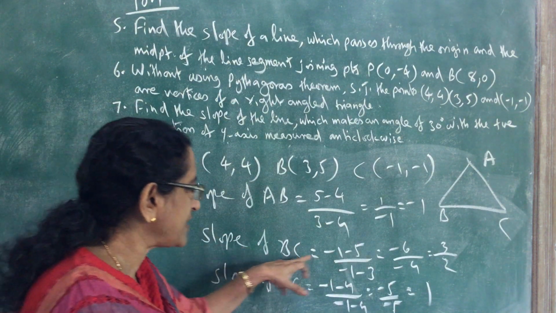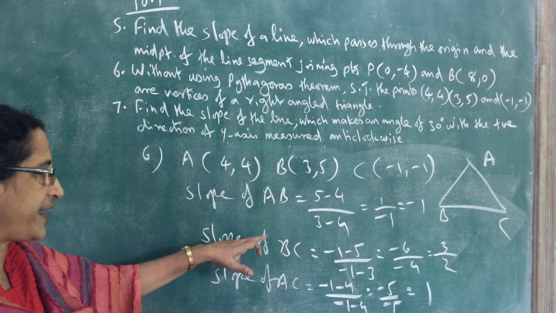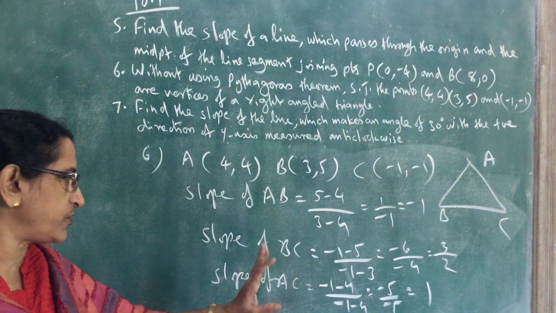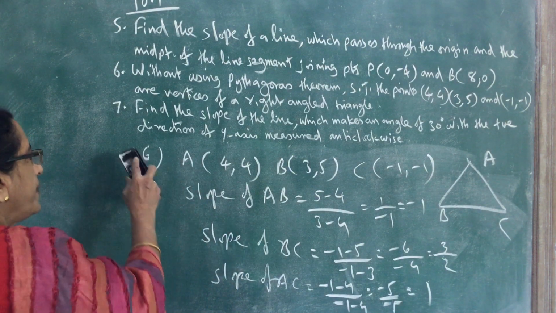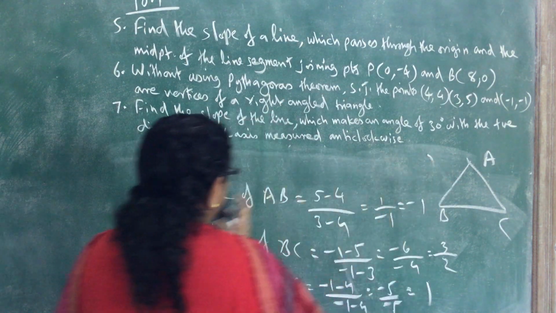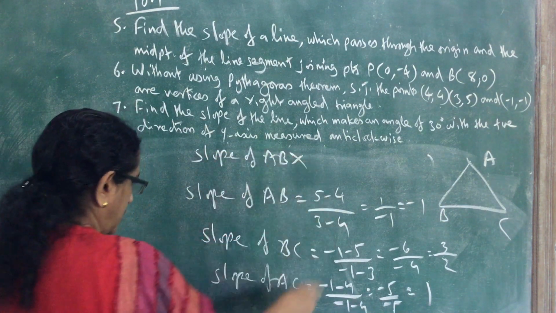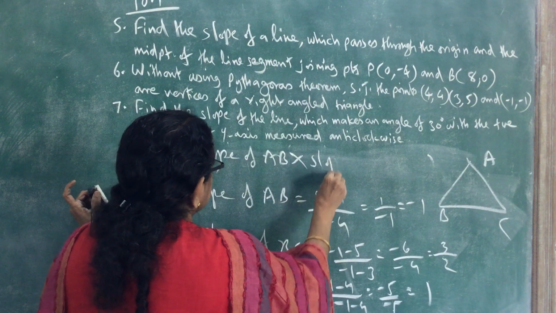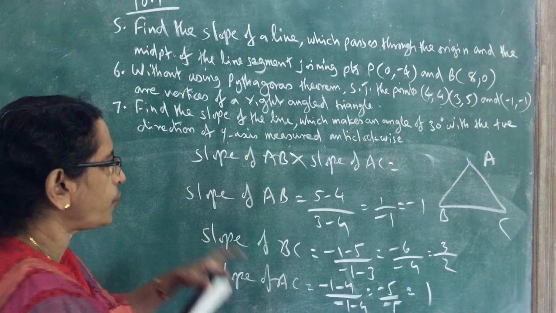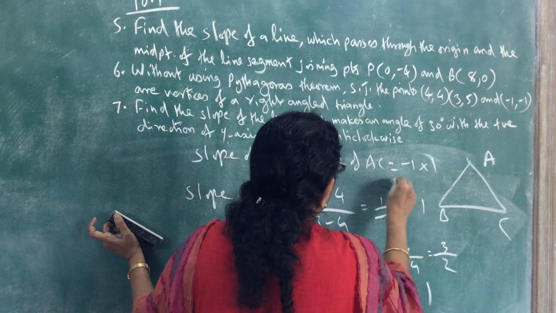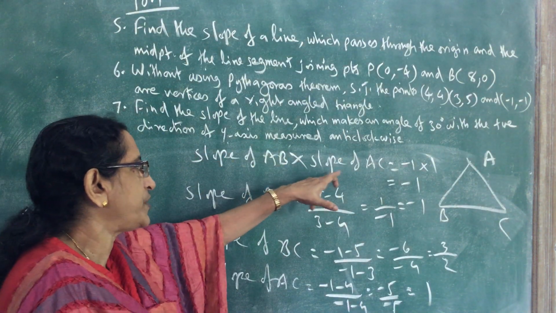But slope of BC is 3 by 2. So we got slope of AB negative 1, slope of BC 3 by 2, slope of AC or CA, any one we can take. Slope of AC is equal to 1. So after that we can write, therefore, slope of AB into slope of AC equal to negative 1 into 1. Negative 1 into 1, that is equal to negative 1. So we got product of the slopes m1 into m2 equal to minus 1.